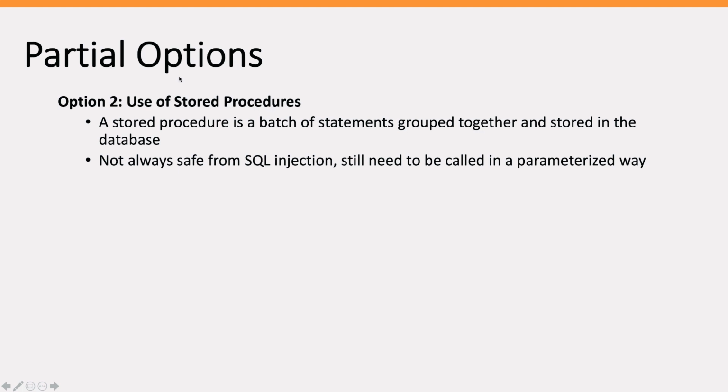Now, there are partial options that the book talks about. One is the use of stored procedures. So stored procedures are batches of statements grouped as a logical unit and stored in a database. This is not always a safe way of preventing SQL injection vulnerabilities because if it's implemented incorrectly, it could still be vulnerable to SQL injection. So it still needs to be called in a parameterized way in order for it to be safe against SQL injection vulnerabilities.